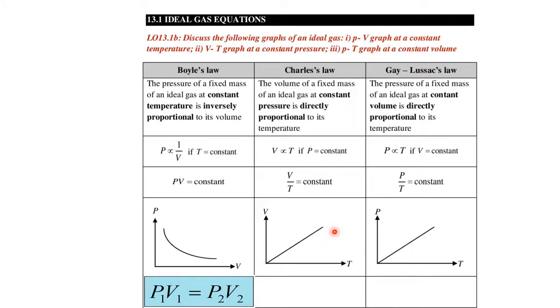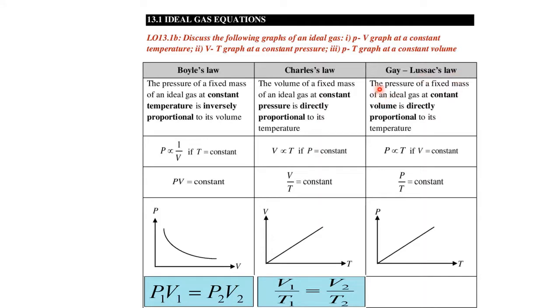Okay, and the formula is V1 over T1 equals V2 over T2. Okay, where 1 indicates initial and 2 indicates final, right? So you may also write Vi over Ti equals Vf over Tf. Okay, next is for Guy-Lussac's law.